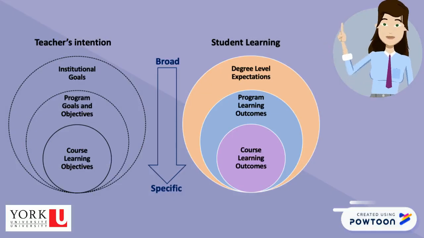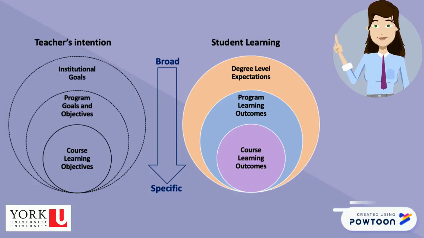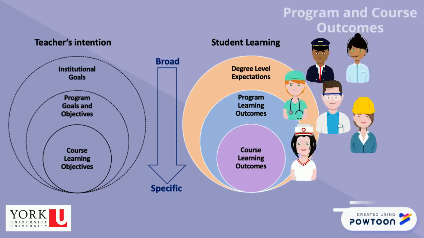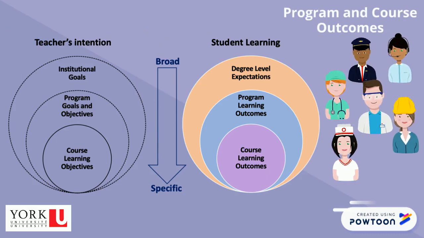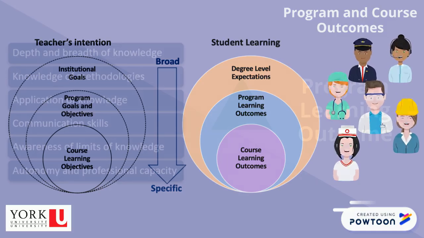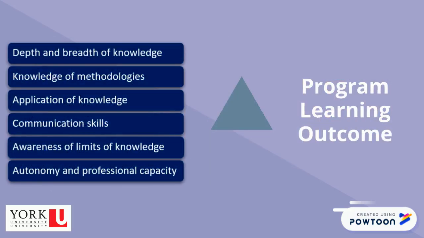Now let's look at this from the perspective of the program. So remember, degree-level expectations are academic standards for Ontario university degrees. The disciplinary-specific knowledge and skills acquired throughout the program are described by the program and course outcomes, and these outcomes are what differentiate one program from another. Unlike the degree-level expectations that are broad, program learning outcomes are specific, but are aligned to these expectations.